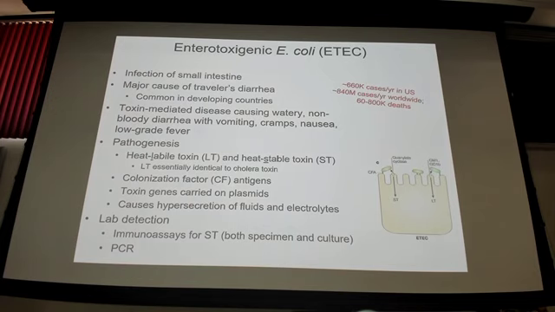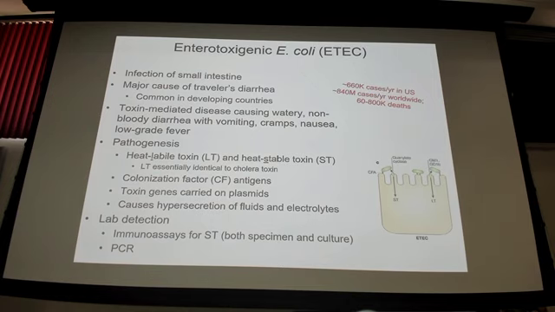It elaborates a heat-stable toxin called ST and a heat-labile toxin called LT. Not all strains produce both of them, but they certainly can. Those are the more virulent strains. That heat-labile toxin behaves very much in the same manner as cholera toxin. They too have to be able to bind and adhere, so they produce a colonization factor to adhere to those enterocytes. But the toxins themselves are responsible for the dysfunction of those enterocytes and the diarrhea that it causes.